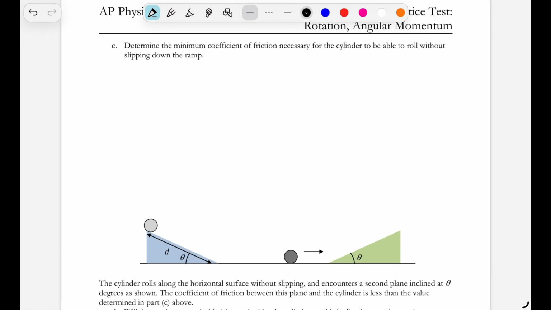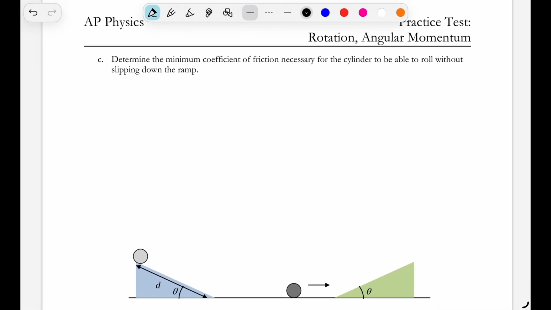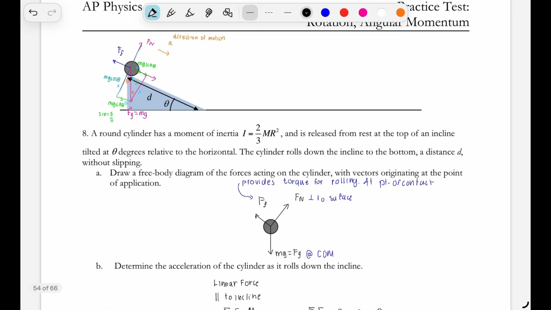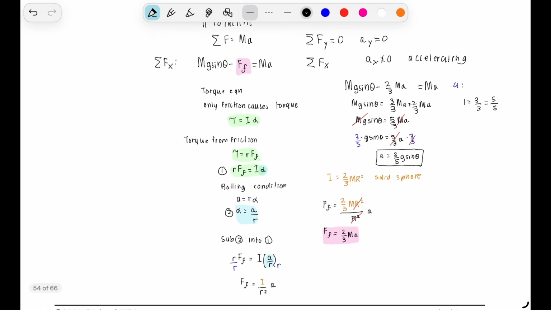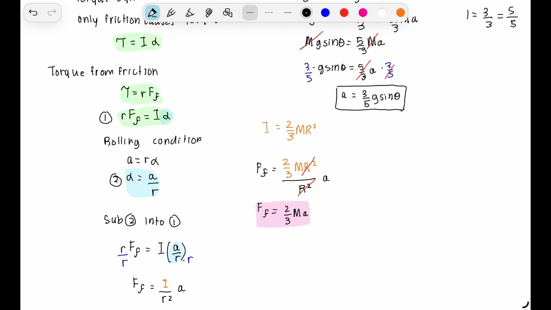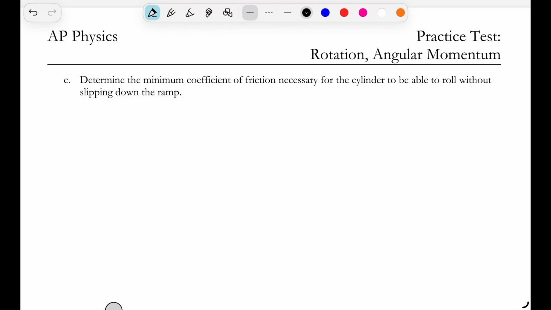Determine the maximum coefficient of friction necessary for the cylinder to be able to roll without sliding down the ramp. So this is our cylinder. Oh, this is actually a cylinder, not a solid sphere. Determine the coefficient of friction necessary for the cylinder to roll down without slipping down the ramp.